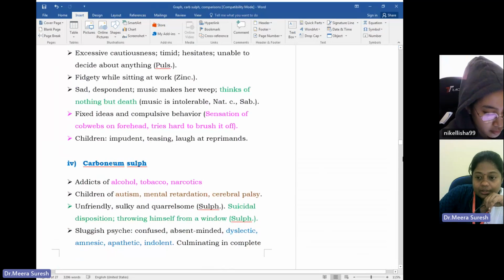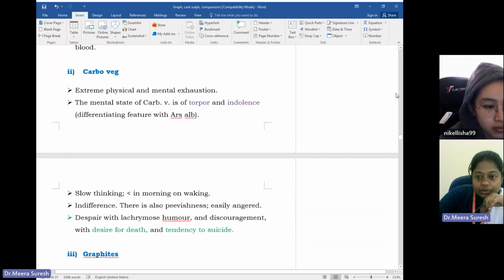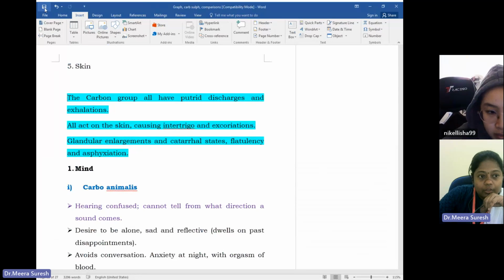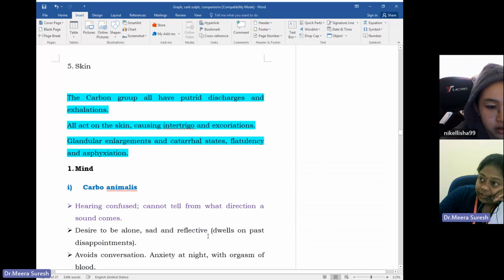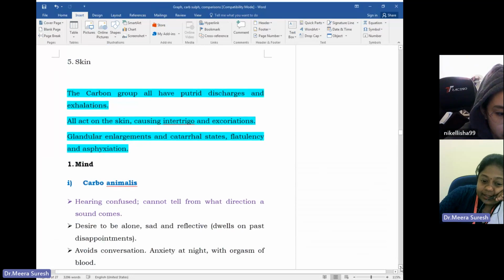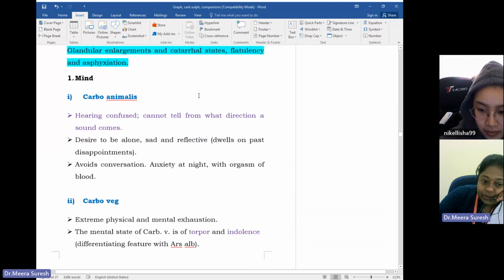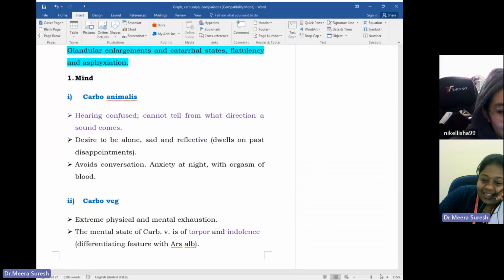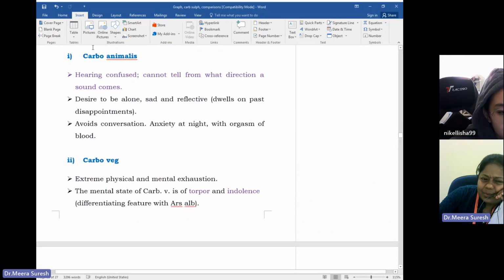Some suicidal complaints, that's why I put this one, Carbo animalis also. Only this symptom is important: they have a desire to be alone, sad, and reflective, dwelling on past disappointments. They avoid conversation, anxiety at night with orgasm of blood. Even if you forget all these things, it doesn't matter. I'm not going to ask you this question, but just remember this one: hearing confused. Because all the other symptoms are very common in many other drugs. There is nothing characteristic, but this one is somewhat important.